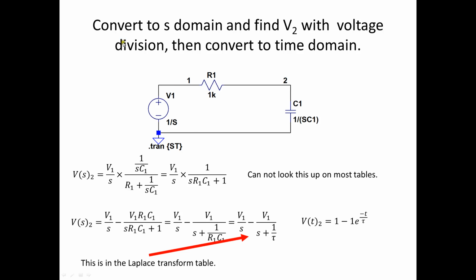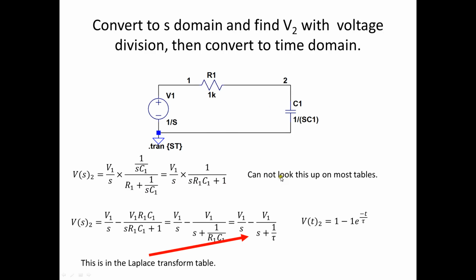So let's try to do the step function of this first order circuit. We'll convert to the S domain, where we have a 1 volt step function given by this. R1 is still 1K, C1 is 1 over SC1. And in order to find V2, I can really just use voltage division. Here's my initial voltage. This is my impedance here, divided by the sum of the impedance. And when I simplify, I get this.